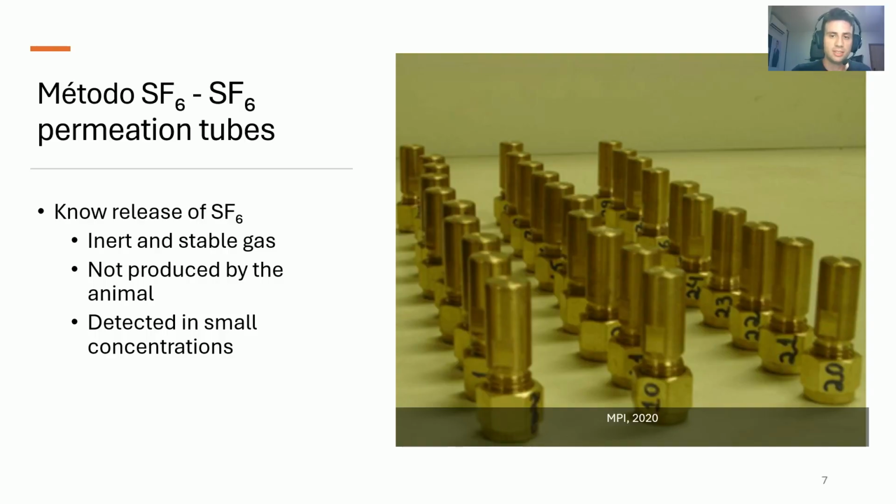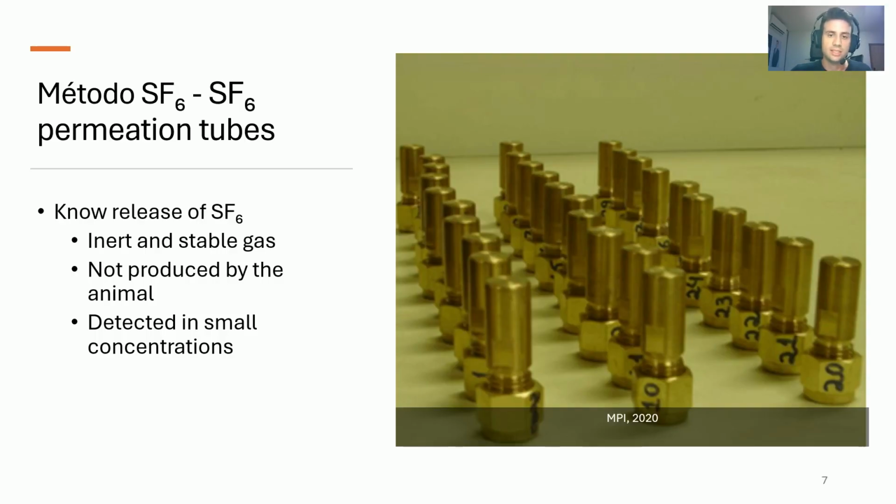These devices are made of brass, filled with SF₆ gas, and sealed with a membrane that allows the gas to be released at a constant rate over time. SF₆ is an inert gas, meaning it does not react with the other gases produced in the rumen. It is not produced by the animal, so our SF₆ detections come from the permeation tubes.